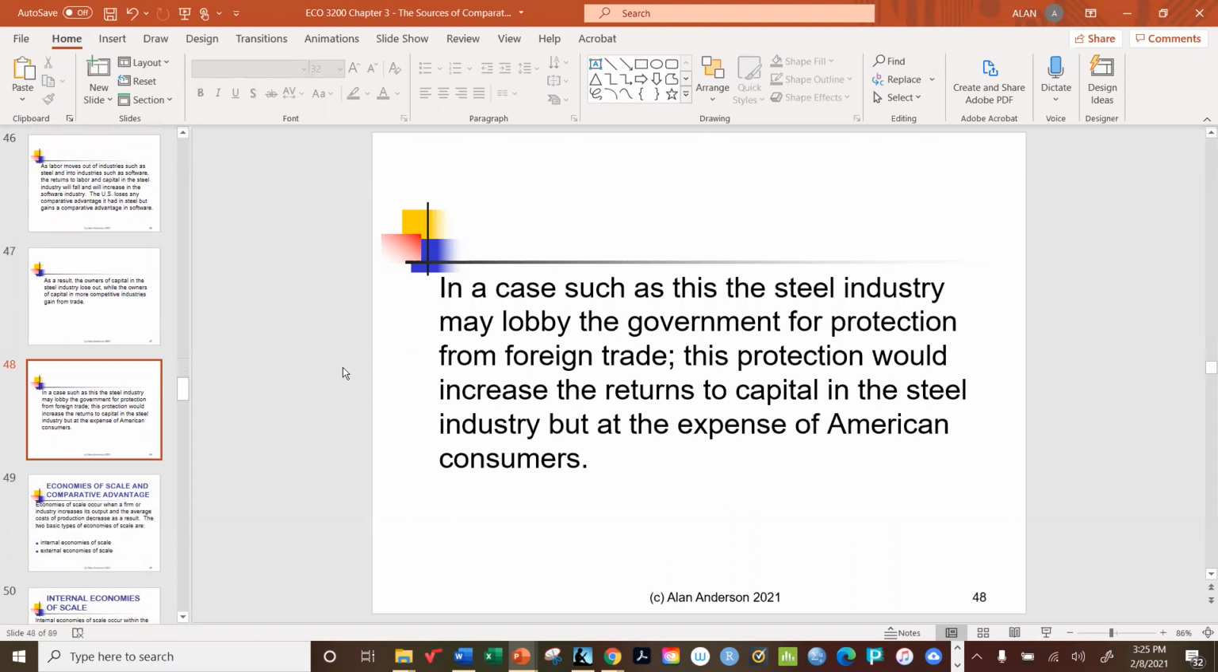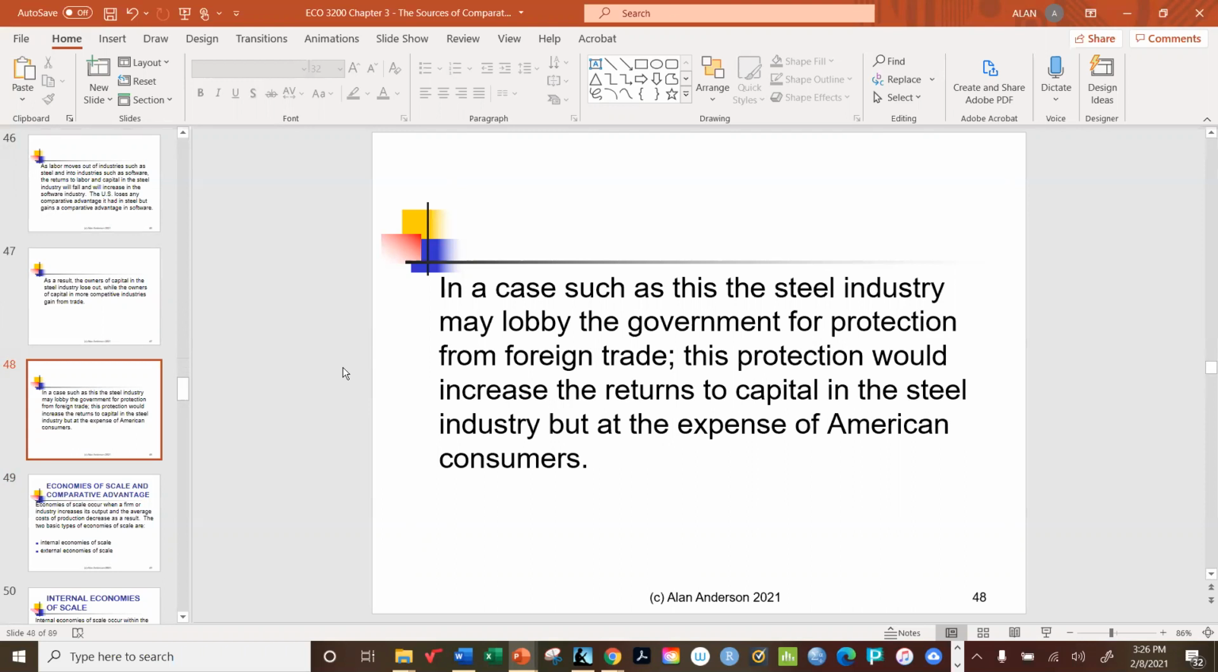So therefore, you may see, and this happens a lot, we'll see more of this in chapter 4, the steel industry lobbies the government for protection from foreign imports. And what that does is it raises the returns of capital in the industry, but then it increases the cost of steel to all American consumers, because a lot of products, of course, require the use of steel. So they're gaining at the expense of everybody else in the country.